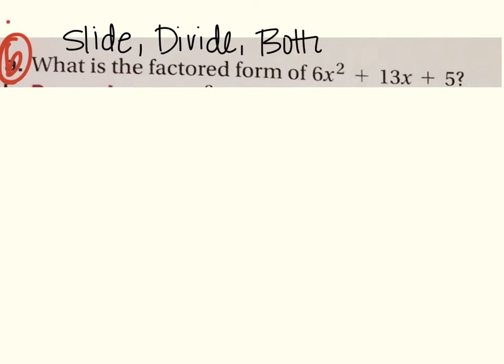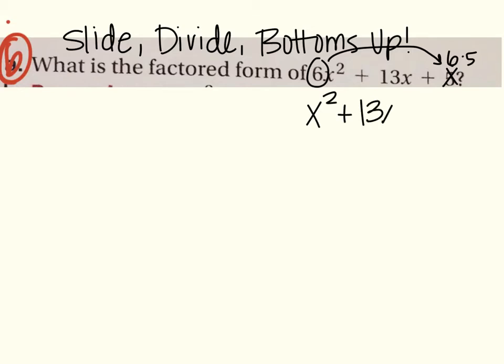Okay, so let's try one more. I'm going to write the words down again. Slide, divide, then bottoms up. So because our leading coefficient is 6, we're going to take it, slide it down to the end, and we're going to multiply 6 times 5. And rewrite our trinomial to be x squared plus 13x plus 30. So that's the slide part.